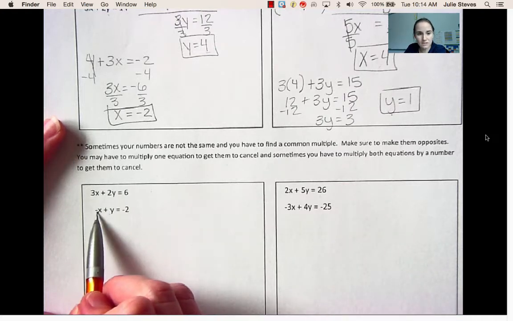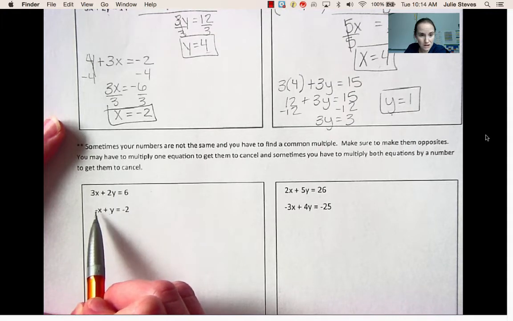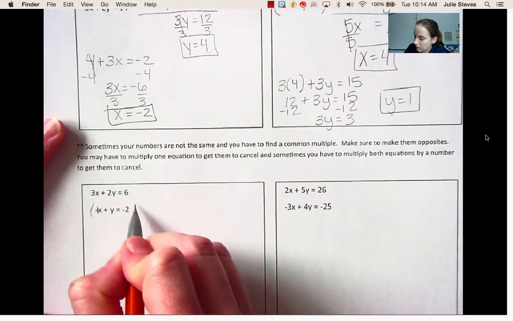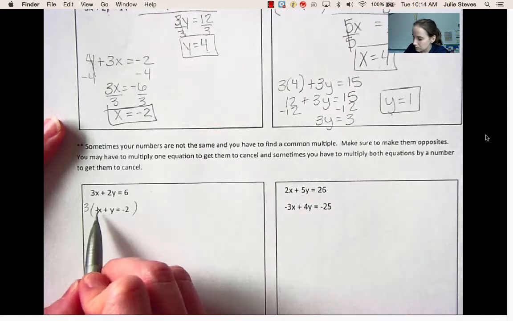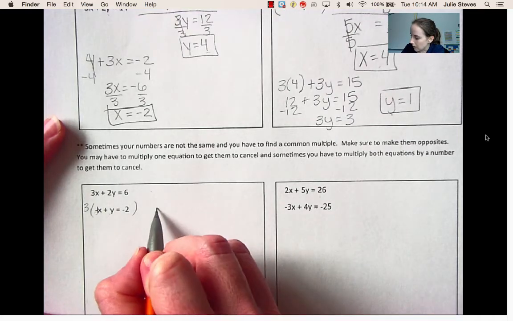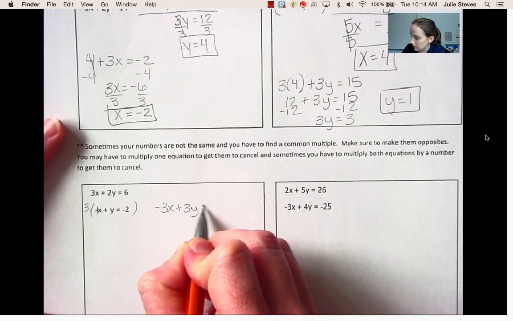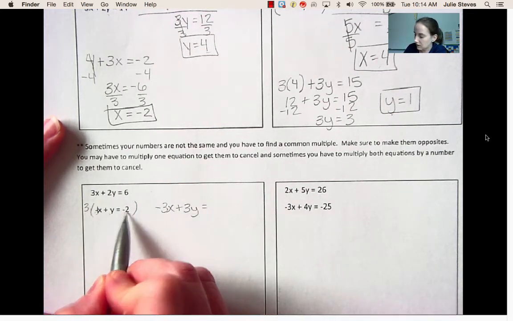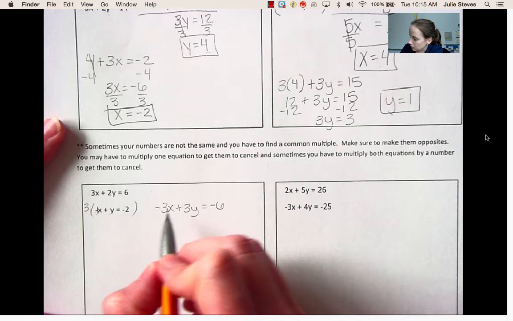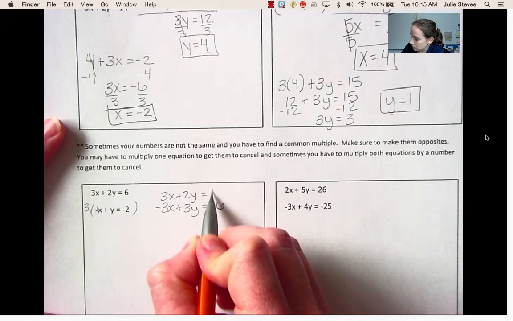I like the fact that this is already negative, and if I want to cancel out my x's, really all I have to do is get a 3 here. Understanding that this is a 1, I can multiply the entire equation by a 3 to make this become the 3x, and in this case it will be -3x. So I'll have -3x plus 3y equals, and don't forget 3 also gets multiplied by -2, so -6. Then I rewrite the top, so I have 3x plus 2y equals 6.